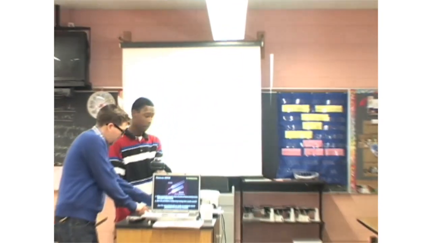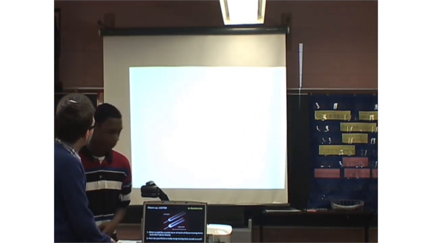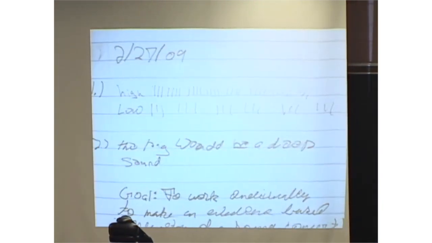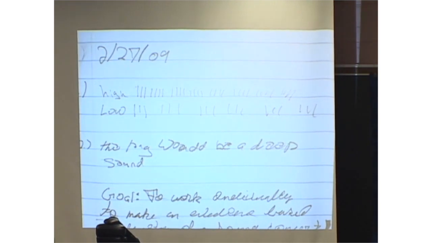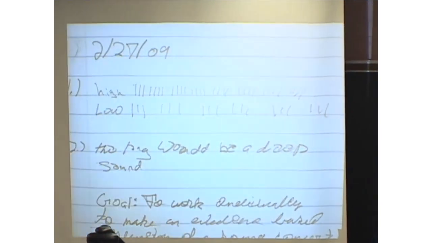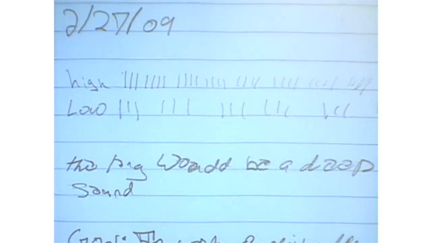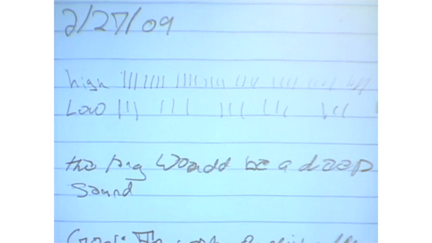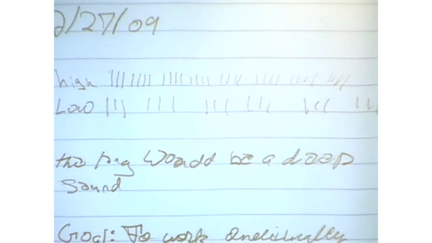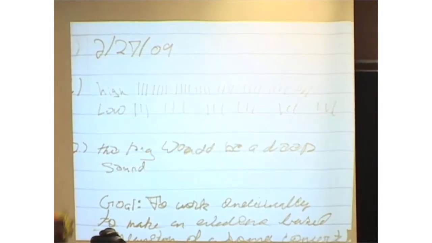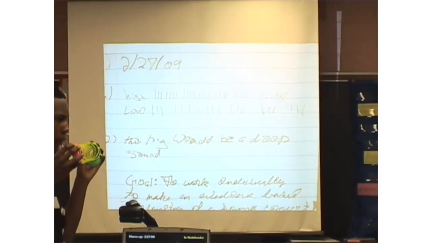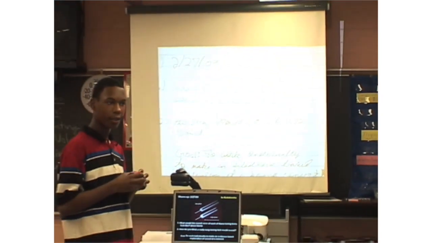There we go. This is just like a slinky. When there's a higher pitch, the wavelengths are close together, and when it's lower pitch, they're further apart. So I basically showed that here. That's about it, just like the slinky. Any questions, comments, concerns?